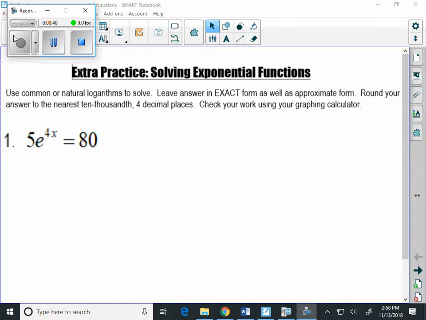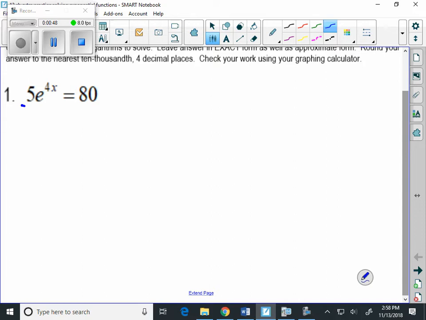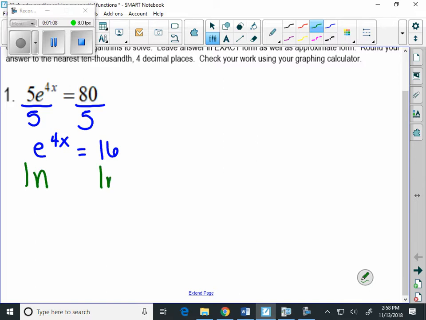So as we take a look at this first one, what I notice immediately is it's 5 times e to the 4th x. So we're going to divide both sides by 5. When we do that, we're left with e to the 4x equals 16. Well, in order for us to solve that, we're going to have to use a logarithm. And because there's an e in here, I'm going to put in a natural log. So this becomes natural log of e to the 4x equals natural log of 16.